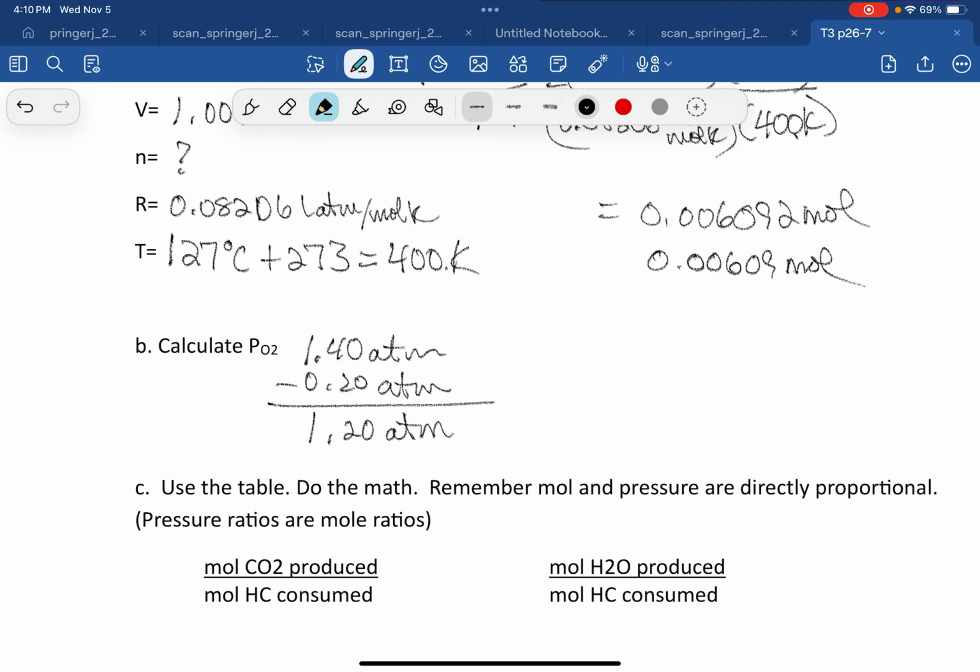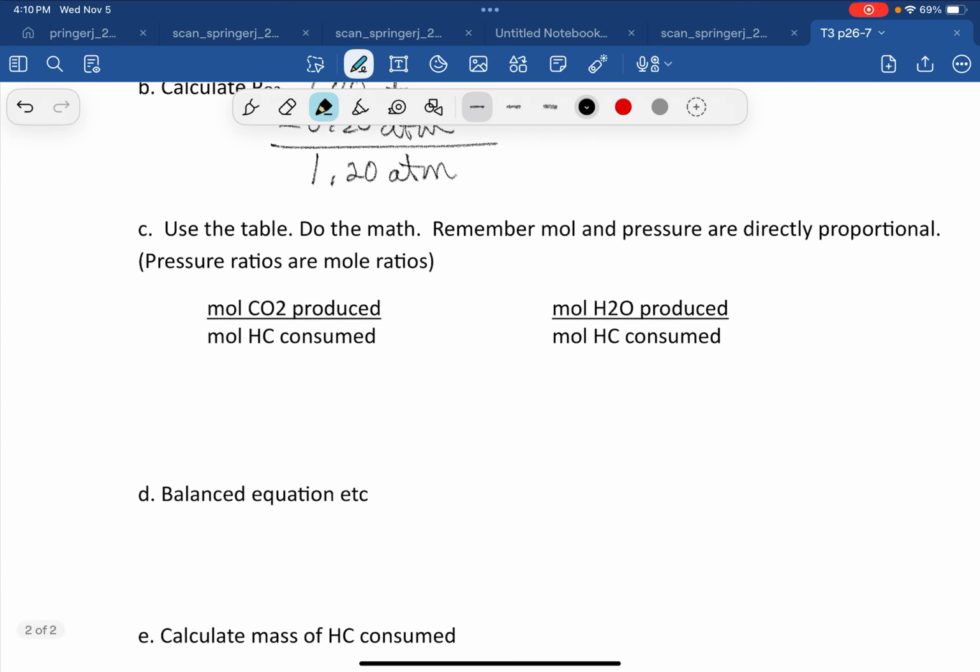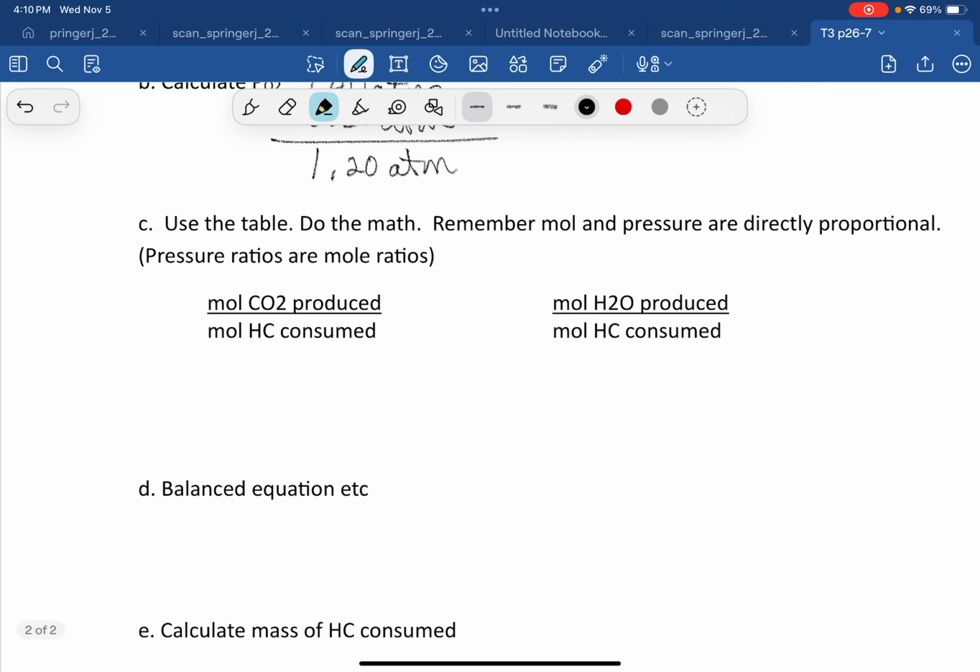There's a little paragraph you should read. It talks about how moles and pressures are related. We talked about that earlier. If you don't remember that, we need to go back and review that. But just remember, as you add air particles, moles of air, to your tire, the pressure goes up by the same amount. So they're directly proportional. There's a table with some stuff on it, and it says the moles of CO2 produced over the moles of hydrocarbon consumed. So I'm just going to use those from the table there.